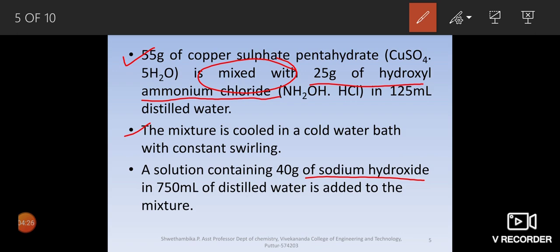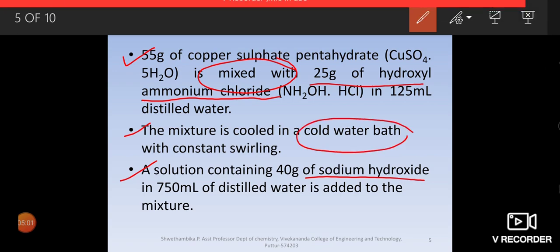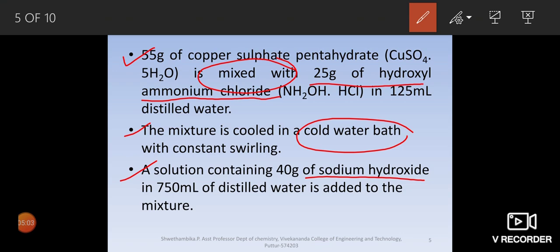But we must also know how the sodium hydroxide solution must be prepared. That is written as a third point. A solution containing 40 gram of sodium hydroxide dissolved in 750 ml of distilled water is added. In fact, what happens here in practical is, when you mix reagent A and B, to that solution you are going to add the third reagent, sodium hydroxide, and this reaction would be exothermic and a lot of heat would be liberated. That is why we say that the reaction must be cooled under a cold water bath, and then we must proceed.